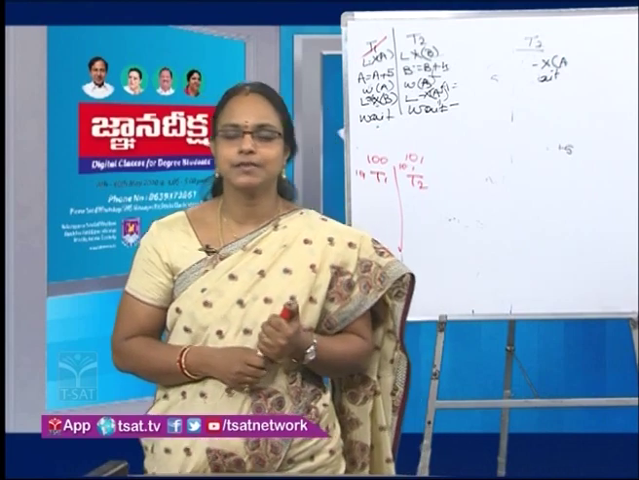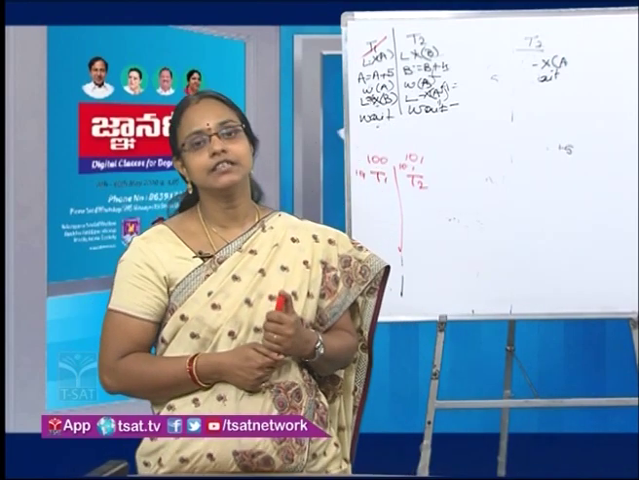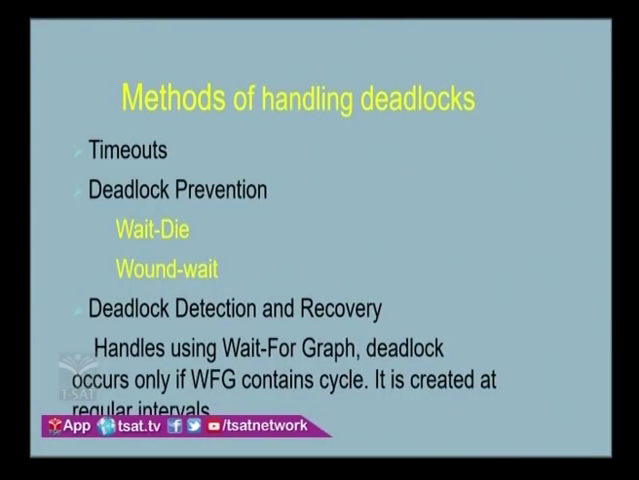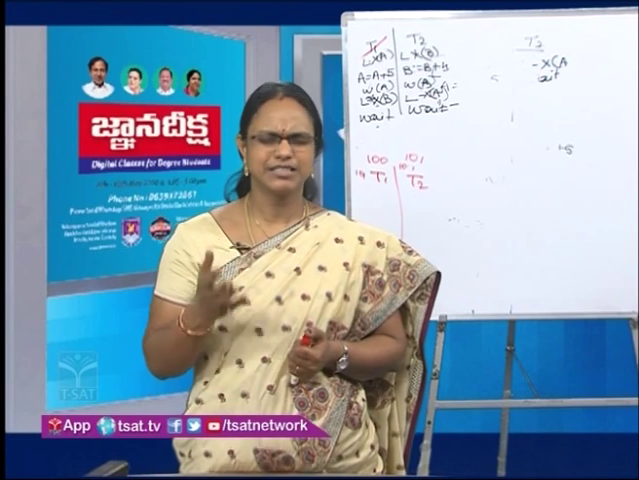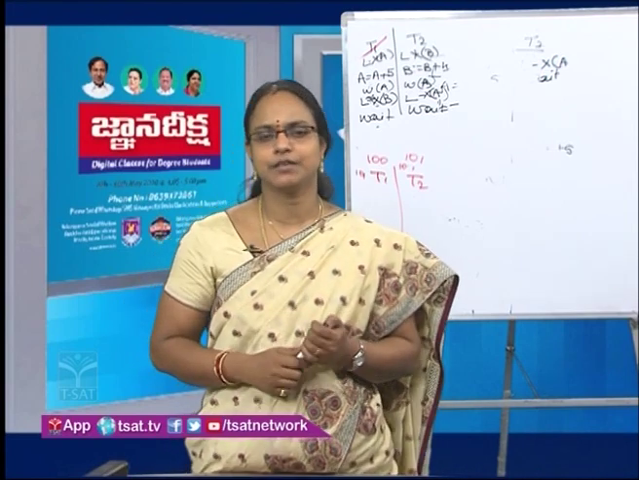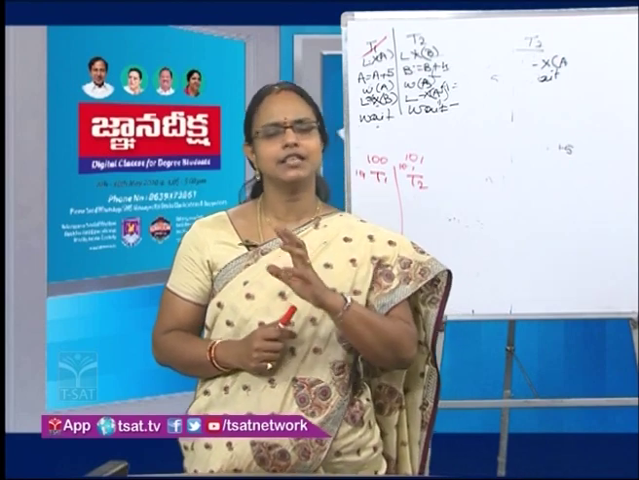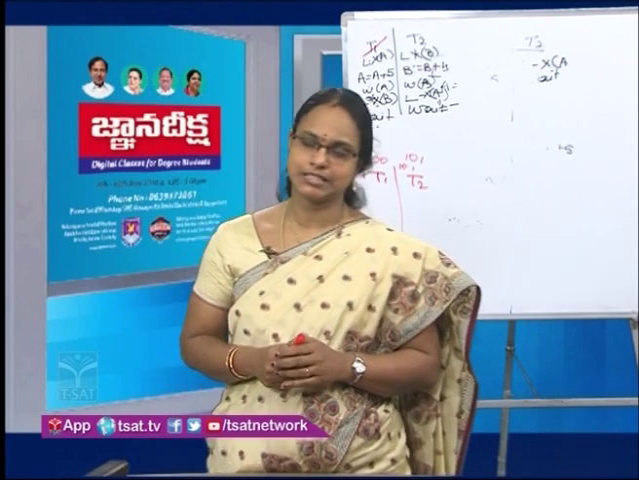Coming to the last one, the deadlock detection and recovery mechanism. It is a very optimistic method. Why are we calling it an optimistic method? The system is very optimistic that deadlock will never occur, and that deadlocks will occur very rarely. Very rarely, if you are doing any transactions, you will get a message saying that the server is down or some message like that.